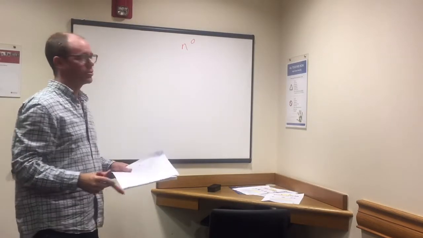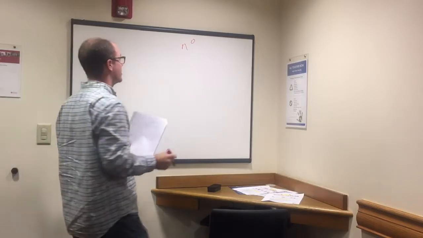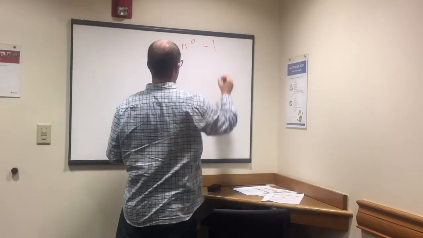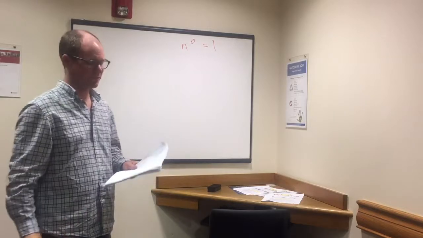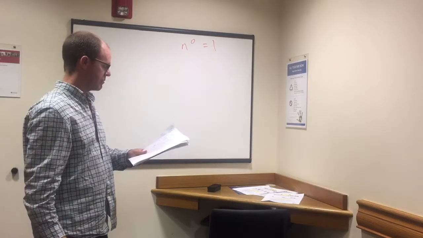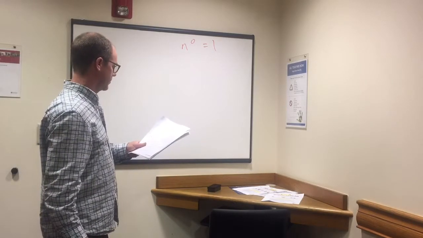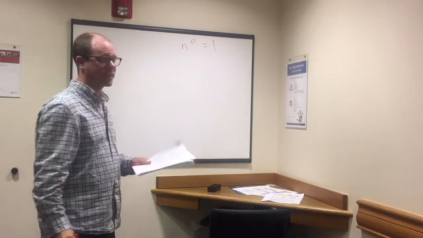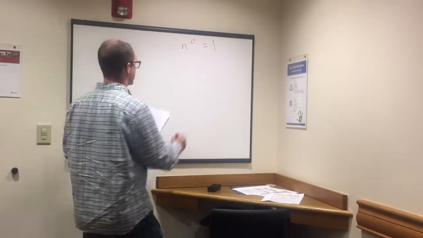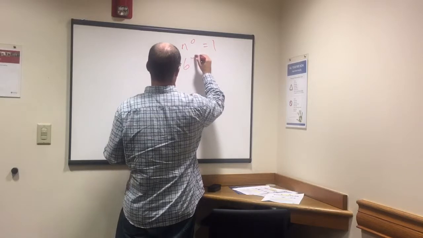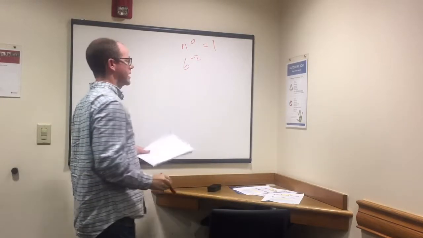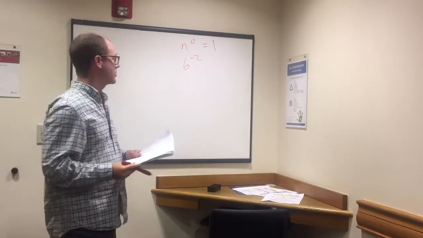Anytime you see any number, no matter how big or how small, to the 0 power always equals 1. Okay, that's pretty straightforward. Next one, negative exponent, like 6 to the negative 2 power. How do we solve that?